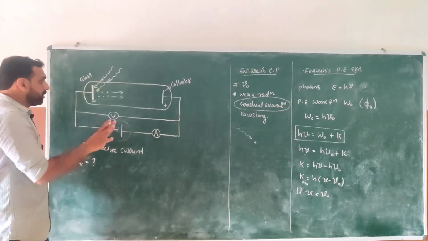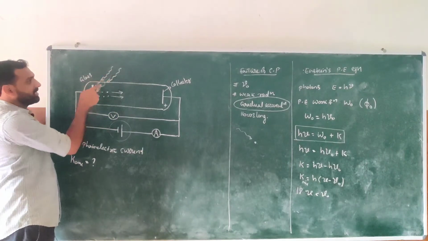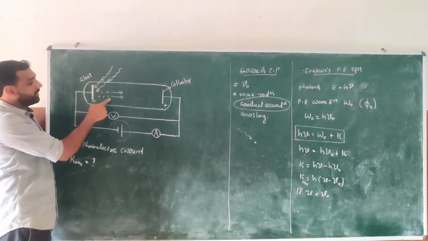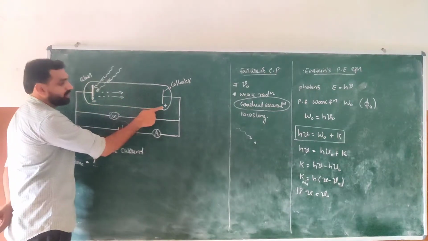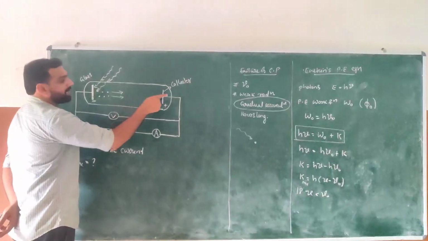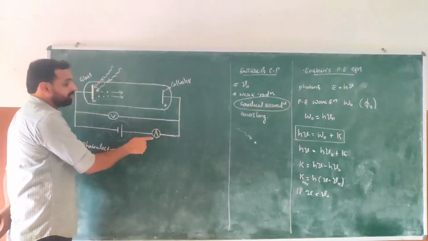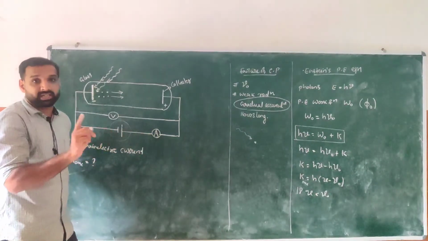Initially, this is the metal surface or emitter. Radiation is incident and electrons are ejected. This is the negative terminal and this is the positive terminal, so electrons will be repelled from this and flow through to the collector, which will increase the current. From this we can determine the photoelectric current.